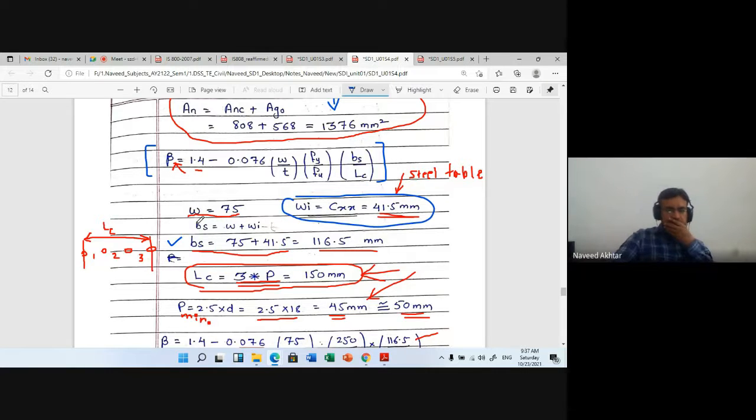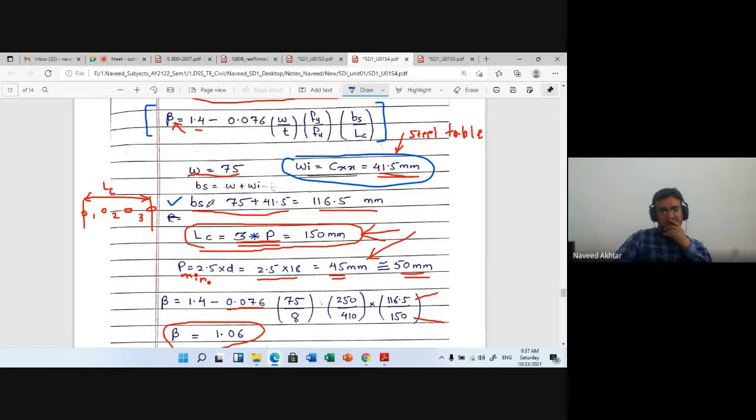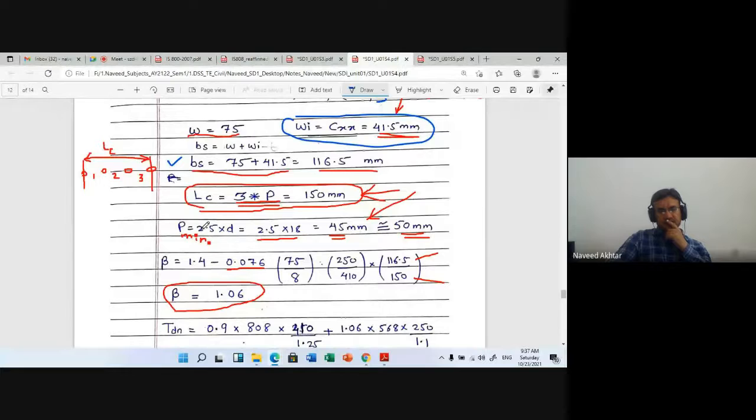Okay, and then this shear lag rate you can find out easily. If you consider 3 into pitch, the minimum pitch is 2.5 times D. D is 18 mm, so 2.5 times 18 is 45, but you can also select the pitch as 50 mm, no issue.